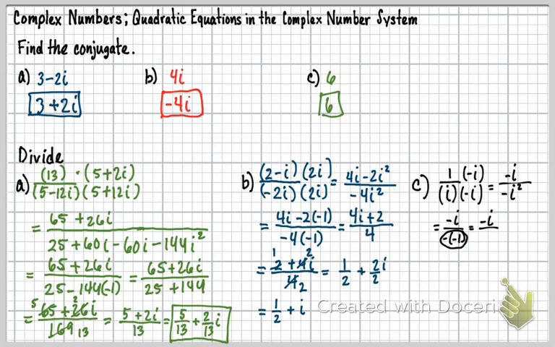So this is going to turn out to be a positive now, because the opposite of a negative 1 is positive 1, or a negative times a negative is positive. So this is just going to be a 1, which means my answer then is negative i. So there are the answers for each of these.